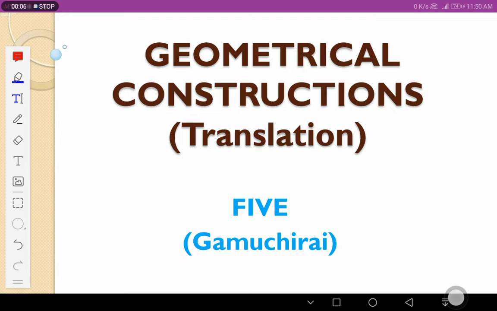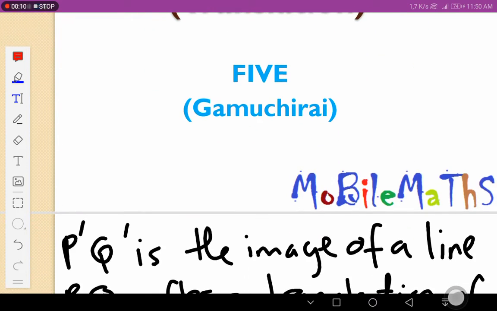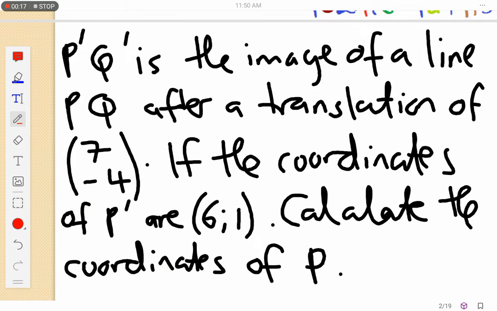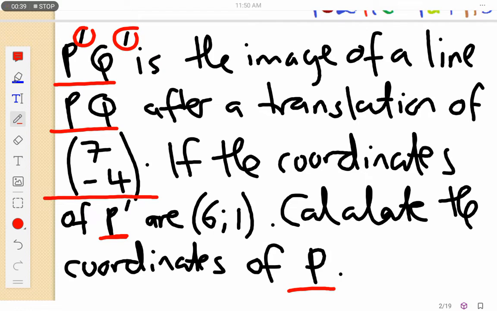Today we want to look at translation in geometrical constructions 5. Okay, so I've got a question here where P'Q' is the image of a line PQ. So the dashes there are showing that it's an image. After a translation of, so this is the translation vector here. If the coordinates of P', that's the image there, are given, calculate the coordinates of P. So we want to find the original P there.